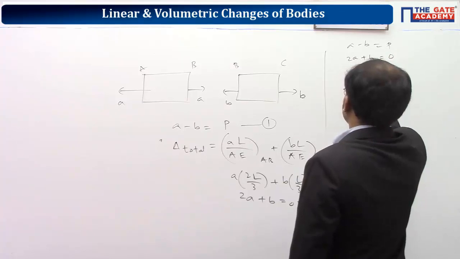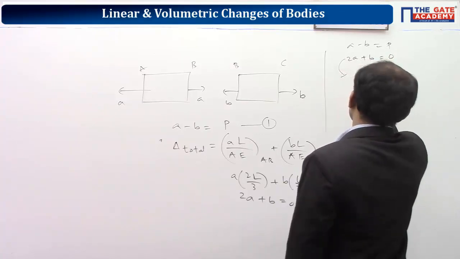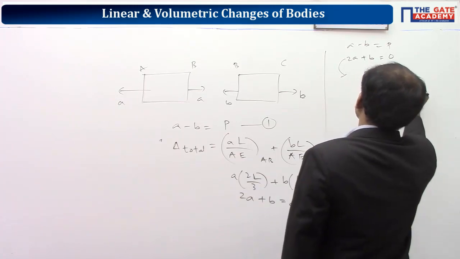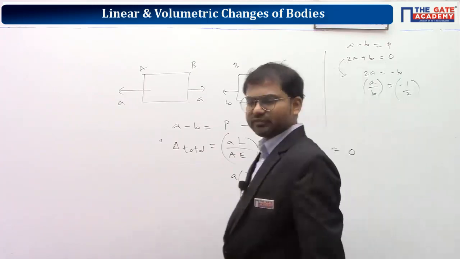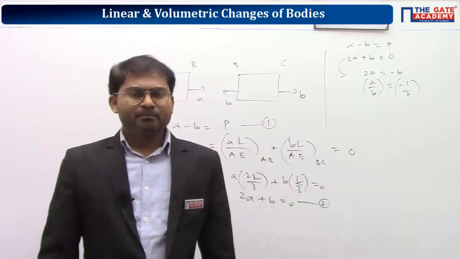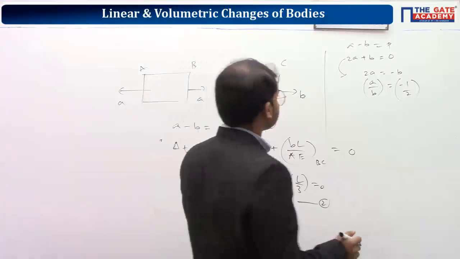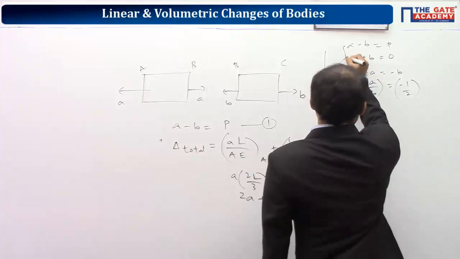From the second equation only we can give the answer for this, because 2A is equal to minus B, A by B is equal to minus 1 by 2. The answer is 1 is to 2. Understand, the answer is equal to 1 is to 2. But if you want to get individual values, you can get them by solving both of them.